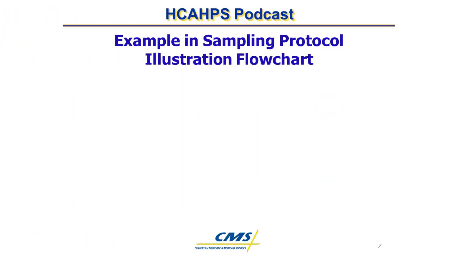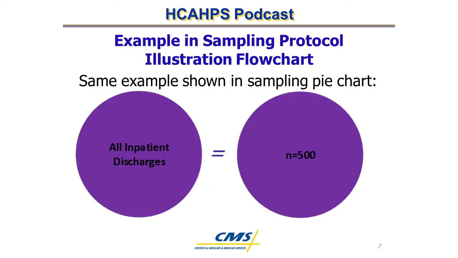Slide 7. Example and Sampling Protocol Illustration Flowchart. Now looking back to the pie charts, here we see the 500 total inpatient discharges for Hospital X represented with the unsliced purple pie chart.